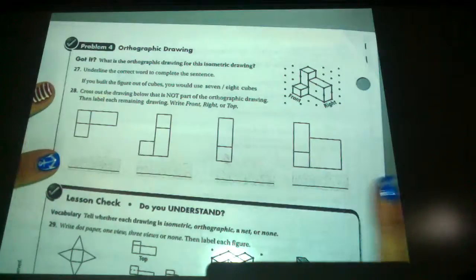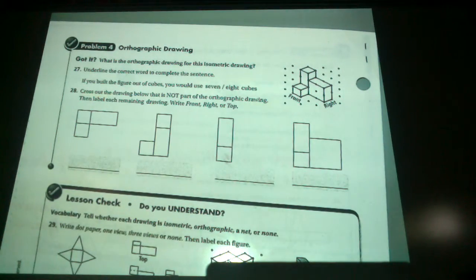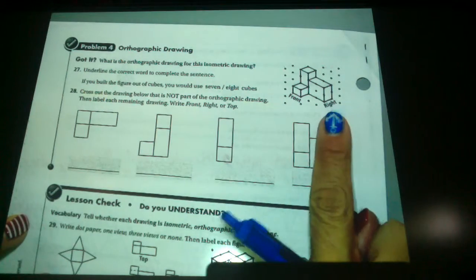So this is called an orthographic drawing. So definition of an orthographic drawing, how is it different? It's on isometric dot paper, but it does look different, doesn't it? And notice that they say front and right.